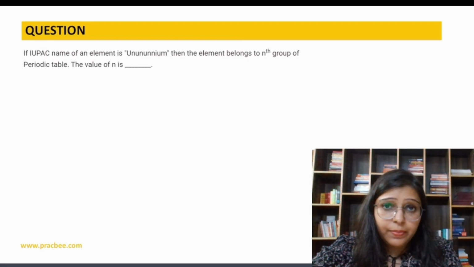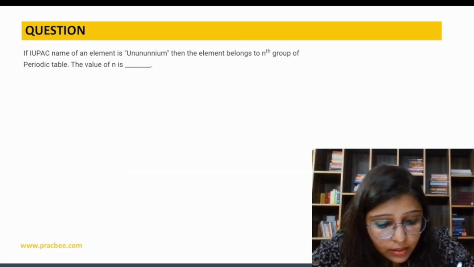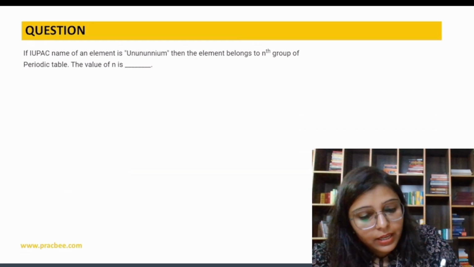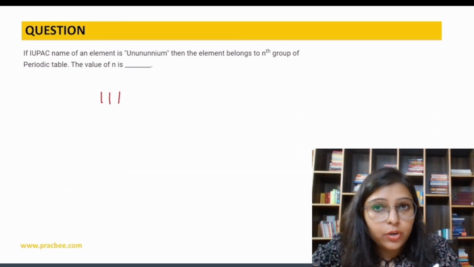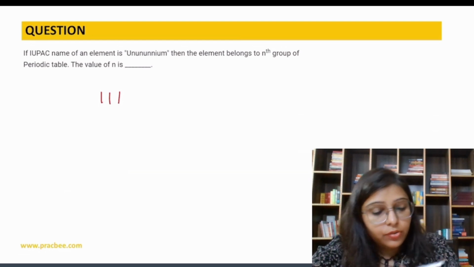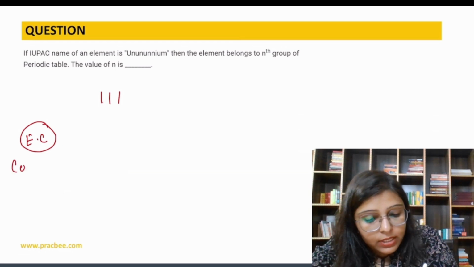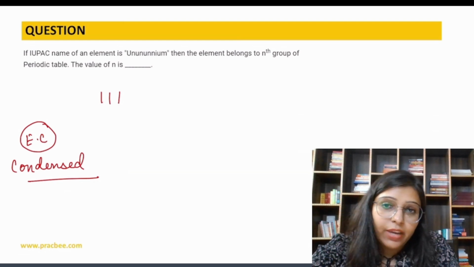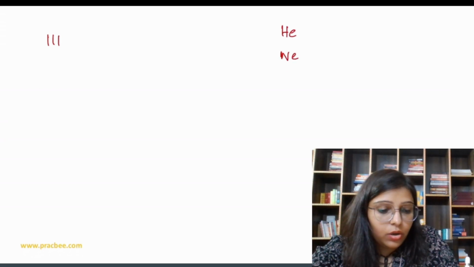If the IUPAC name of an element is unntrium, that is, un, un, tri, then the element belongs to the nth group of the periodic table and the value of n is. It means we have to determine the group number. In order to find out the group number, we have to write down the electronic configuration, obviously the condensed electronic configuration and the outermost shell electronic configuration. So we have to take help from the noble gas only. So see, triple one. So helium, neon, argon, krypton, xenon and radon.